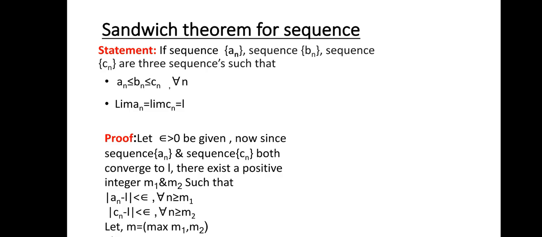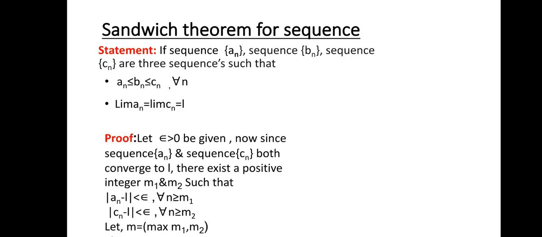Let epsilon greater than 0 be given. Now we already see in the statement that limit an is equal to limit cn is equal to L. Then we can say that sequence an and sequence cn both converge to L. Therefore, there exist positive integers m1 and m2 such that mod of an minus L is less than epsilon for all n greater than or equal to m1, and also mod of cn minus L is less than epsilon for all n greater than or equal to m2.